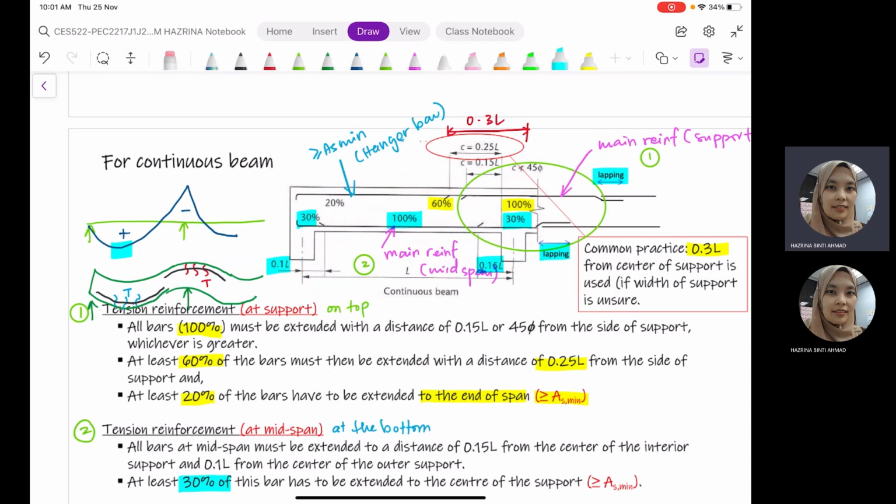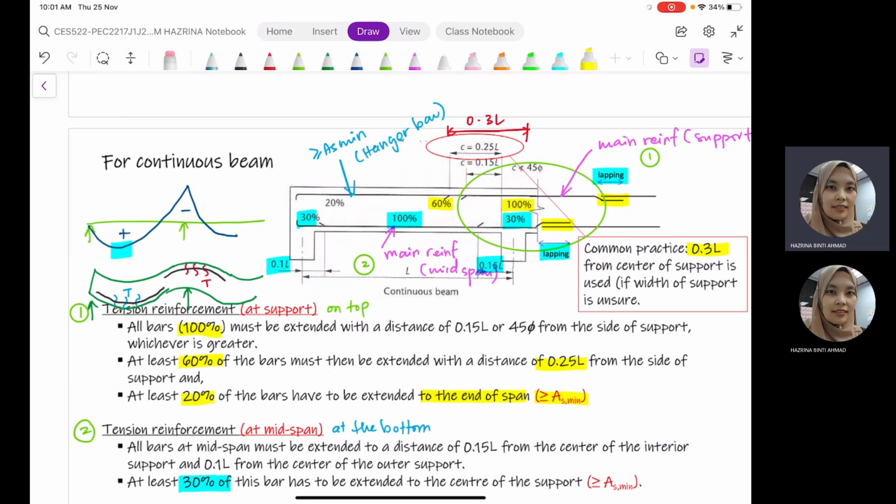However, we need to have a certain dimension of this lapping. The dimension is actually this length. So how long is the length of the reinforcements where we are going to provide the lapping? And why do we have this lapping?